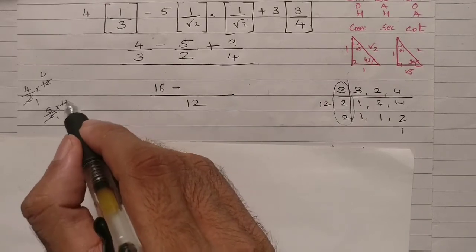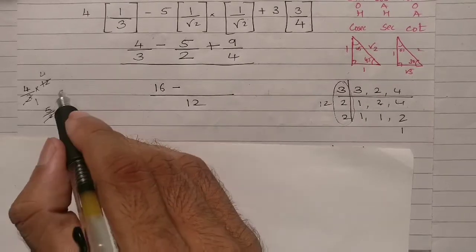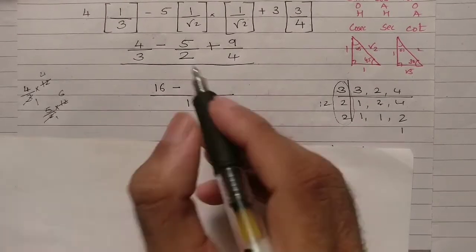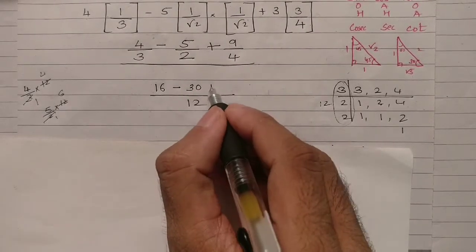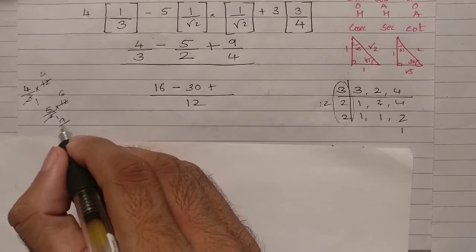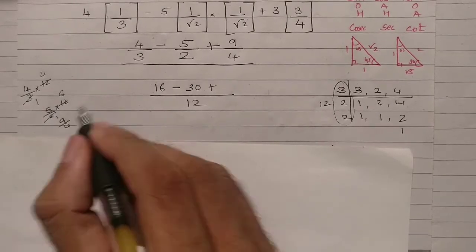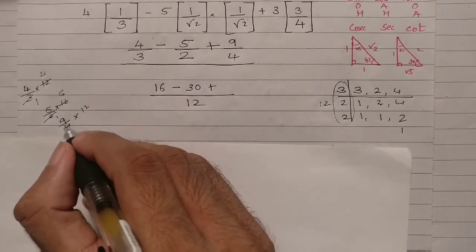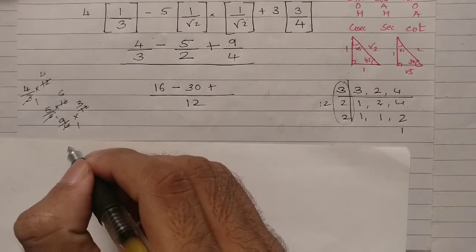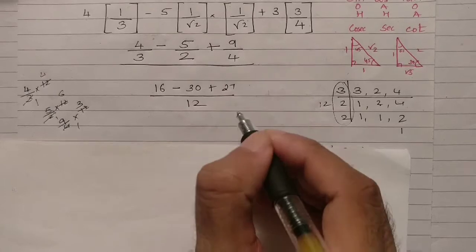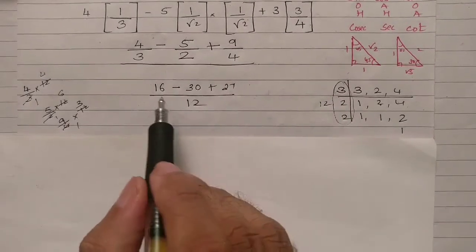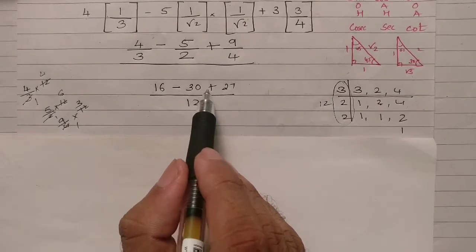So 2 ones are 2, 2 sixes are 12, 5 sixes are 30, plus 9 upon 4. Okay, next bracket multiplied by 12. So 4 ones are 4, 3 fours are 12, 9 threes are 27. So now what I have got is 16 minus 30 plus 27.